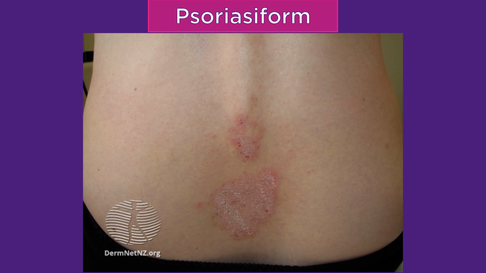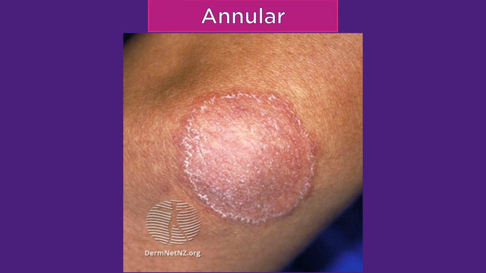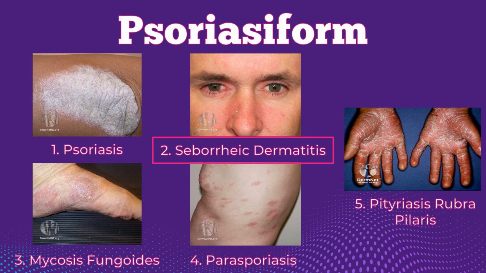1. Psoriasiform, resembling the prototype psoriasis. 2. Pityriaciform, which resembles Pityriasis rosea. 3. Lichenoid, resembling Lichen planus. 4. Annular, such as ringworm. And 5. Erythroderma. We've already dedicated 2 episodes to discussing psoriasis, and we'll be talking about Seb Derm today. The other rashes in the psoriasiform differential that we'll discuss include mycosis fungoides, small and large plaque parapsoriasis, and pityriasis rubra pilaris, also known as PRP.